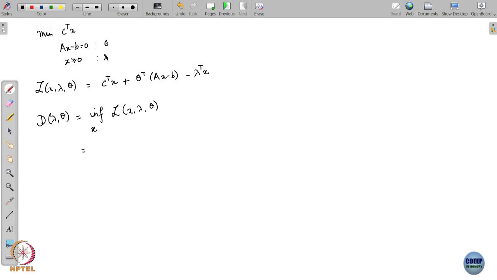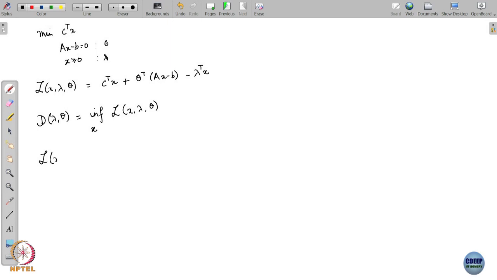Now if you look at the Lagrangian function as a function of x, this is clearly a linear function in x, for each fixed lambda and theta. And what you are doing here is taking the infimum of this linear function over this entire space. Now a linear function, if you minimize this without any constraints, the optimal value is going to be minus infinity, except in the case when the coefficients of the linear function are actually 0. If the coefficients involved are 0, then the linear function would evaluate to just a constant.